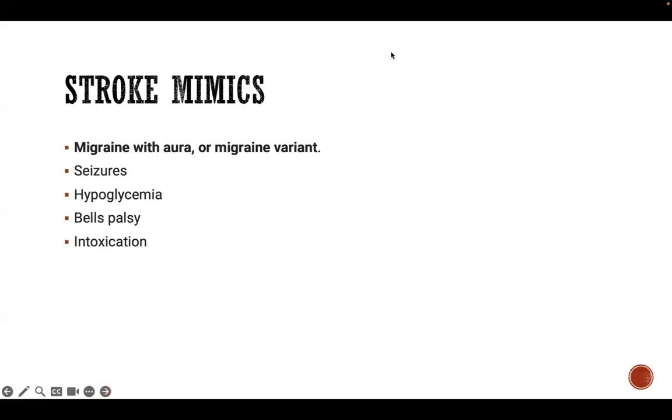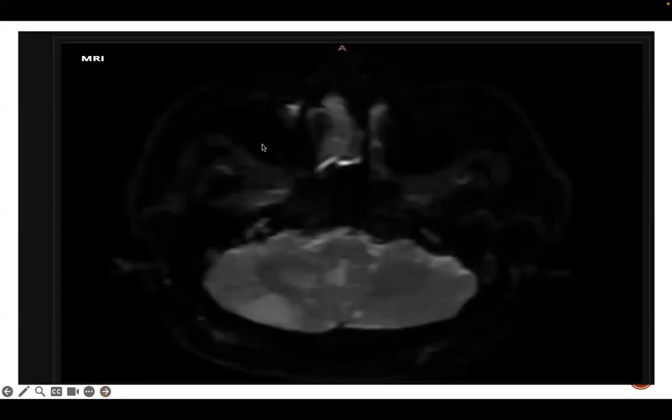So, if we are considering thrombolysis, then I would like to do a non-contrast study. You did an MRI of this patient. What does this MRI show?